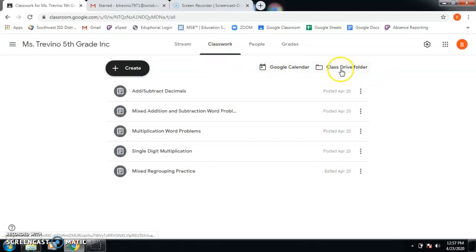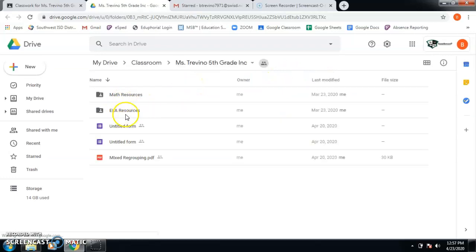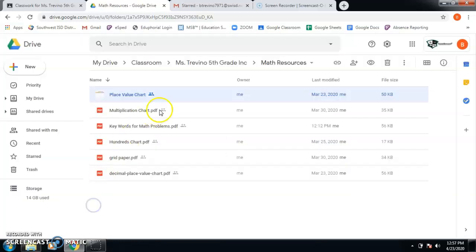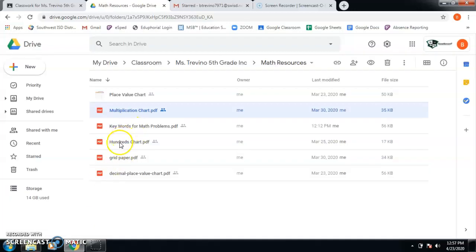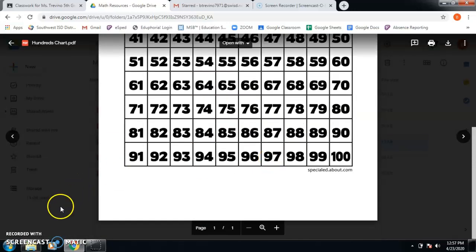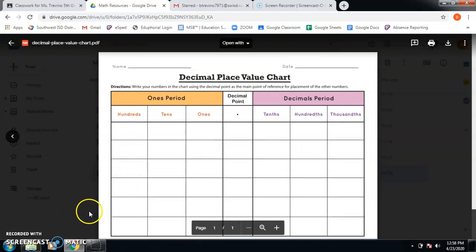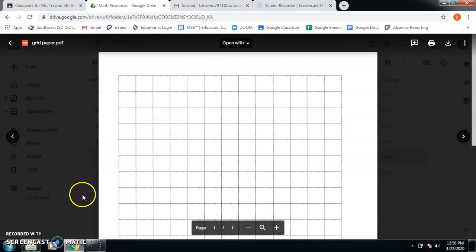Also, you come here to classwork and you come to class drive folder. Okay, in this class drive folder, you have different resources. I have math and I have ELA resources. So going over into math resources, you have a place value chart, you have a multiplication chart. I gave you a hundreds chart as well to help you with your calculations. I put in there grid paper for you to use in case you're having issues with lining up your numbers.